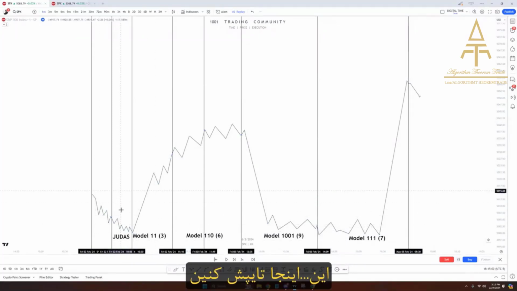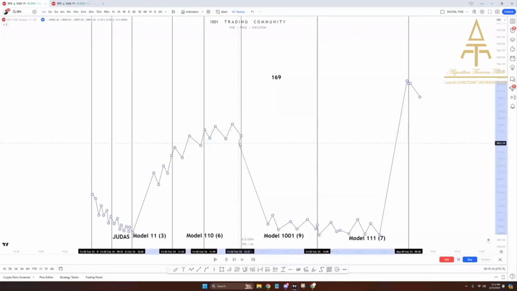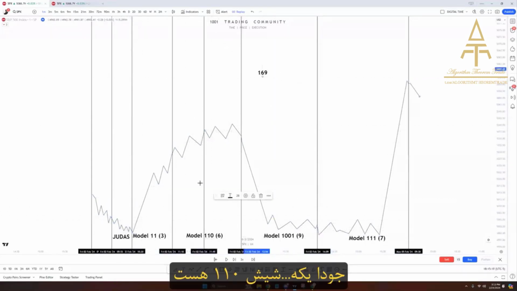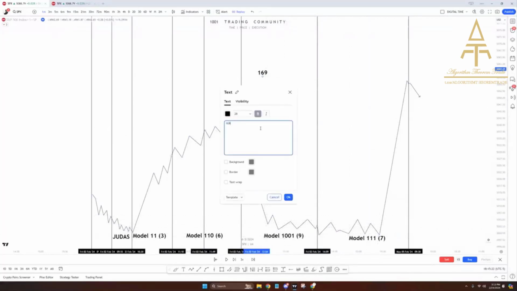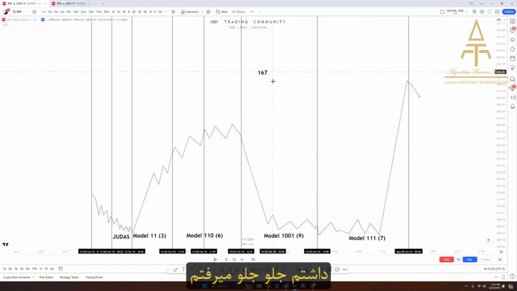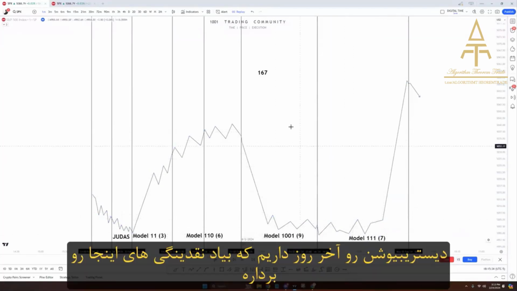This is, type it out here, 1, 6, 9. Judas is 1, 6 is Model 110. Excuse me, 1, 6, 7. I was already thinking ahead. And then Model 111 is 7. Distribution end of day to take out the liquidity sitting here. 1, 6, 7.